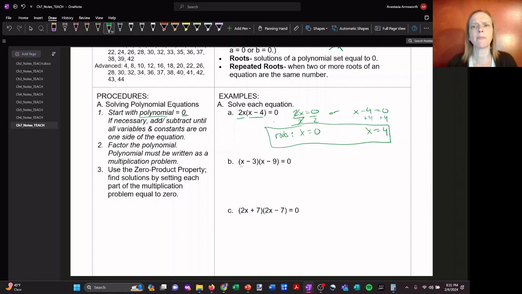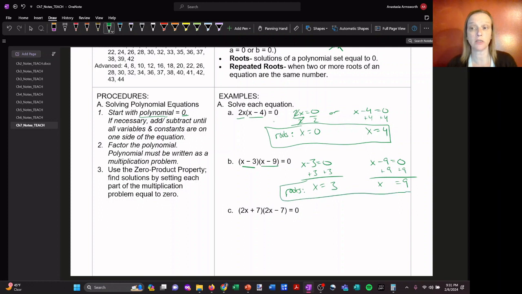Let's look at this example here. X minus 3, the quantity, times x minus 9, the quantity, equals 0. Well, either x minus 3 equals 0 or x minus 9 equals 0. Otherwise, this could not be a true statement. How do I solve for x? In this example, I just add 3 to both sides of the equation, so I get x equals 3. Here, I add 9 to both sides of the equation so that I get x equals 9, and those are my roots. Those are the solutions to the equation.